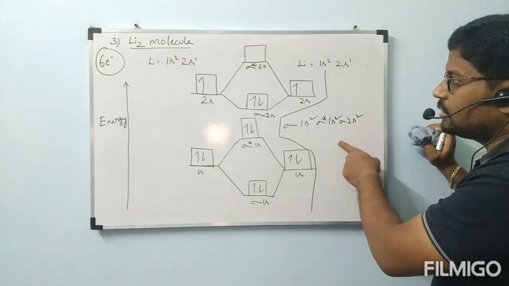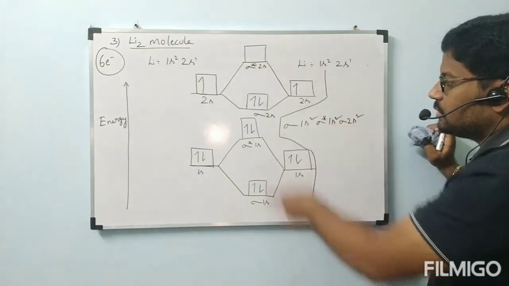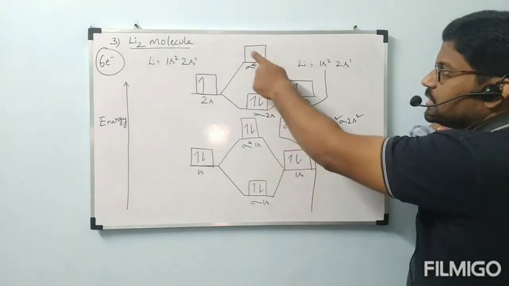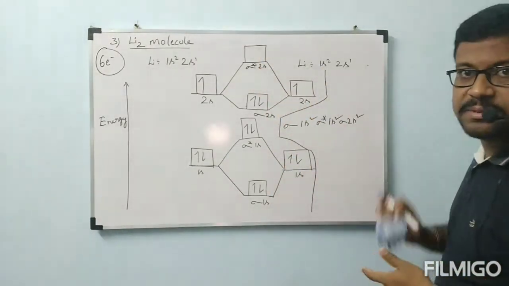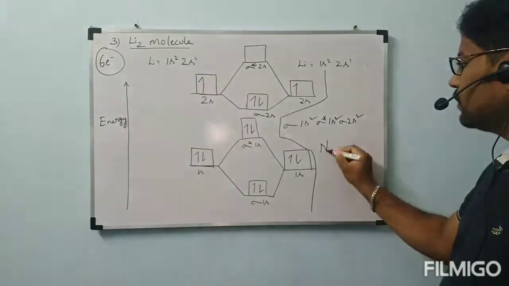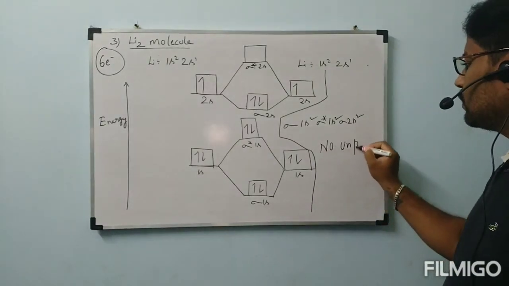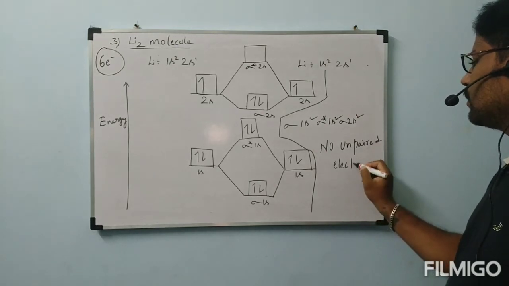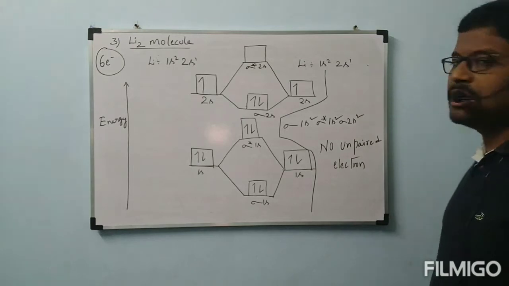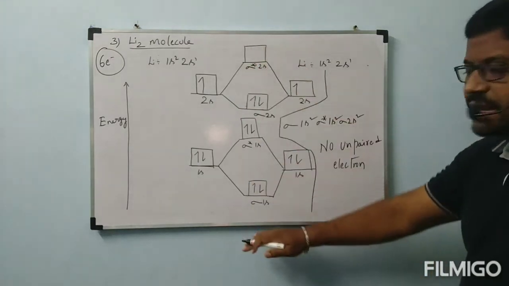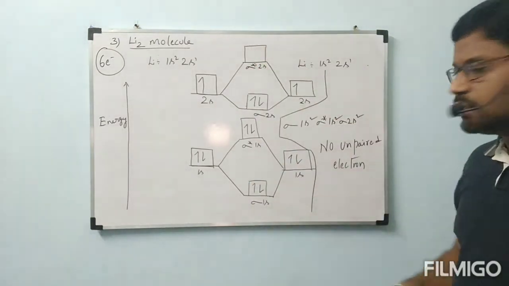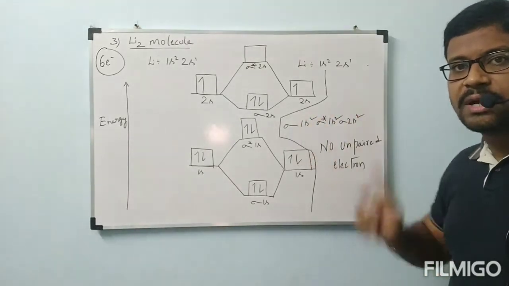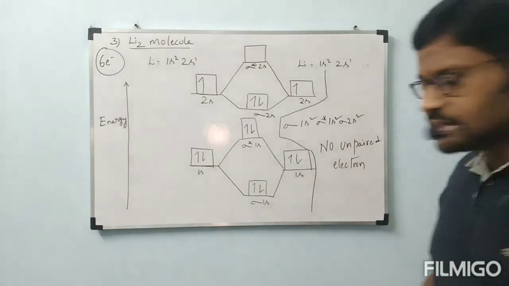Now, in this whole molecule, are any unpaired electrons present? All are completely filled. Here it is 0. So no unpaired electron is present. Let us write: no unpaired electron. Now I am going to erase this diagram and write the bond order. We wrote the electronic configuration also. Depending on this electronic configuration, we are going to write the bond order. Okay, now let us see.